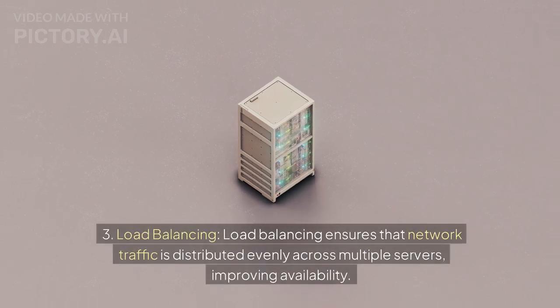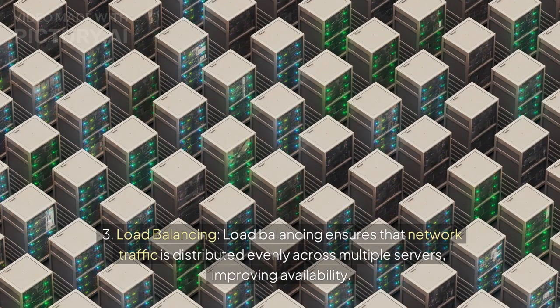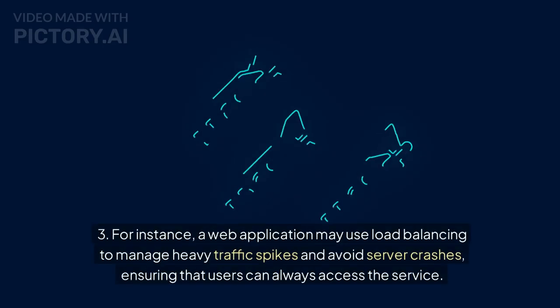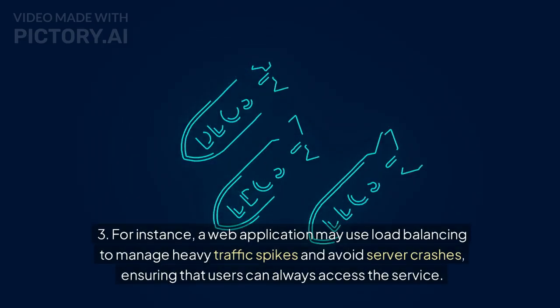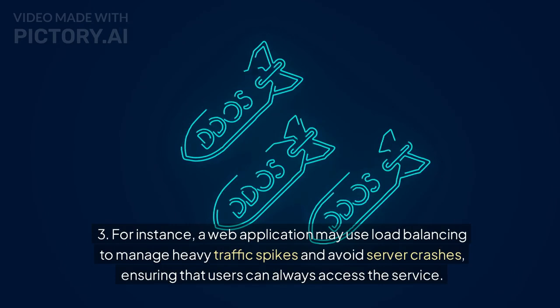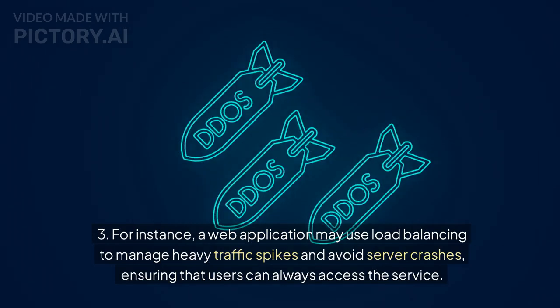3. Load balancing. Load balancing ensures that network traffic is distributed evenly across multiple servers, improving availability. For instance, a web application may use load balancing to manage heavy traffic spikes and avoid server crashes, ensuring that users can always access the service.